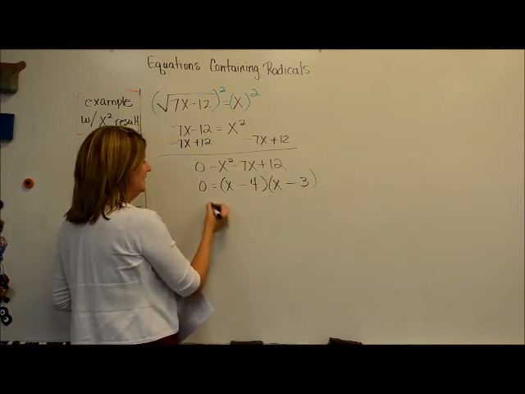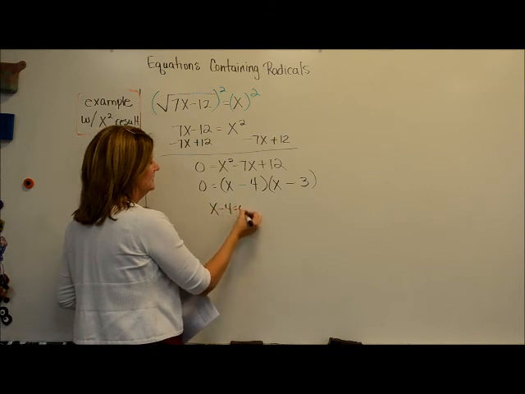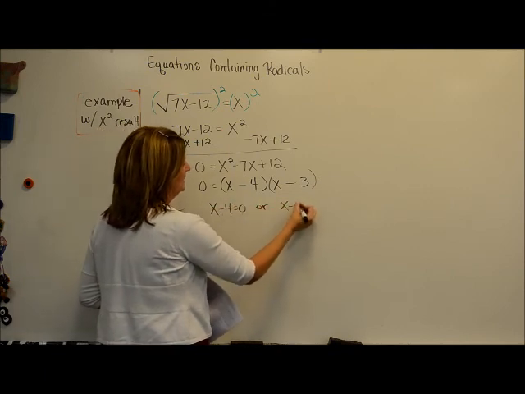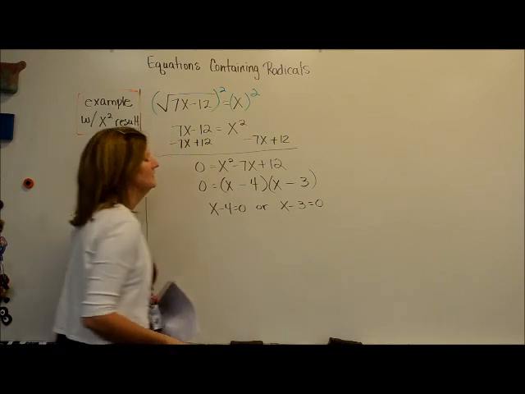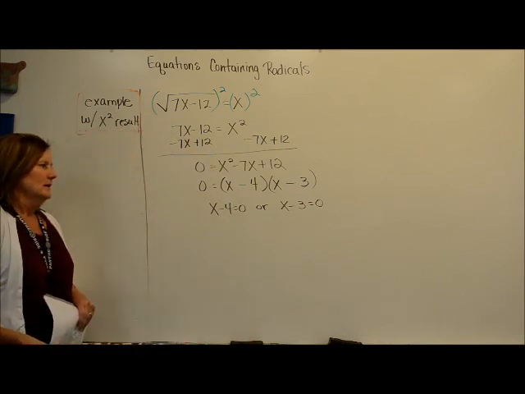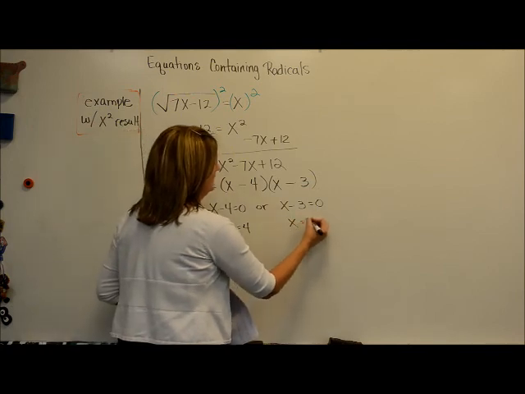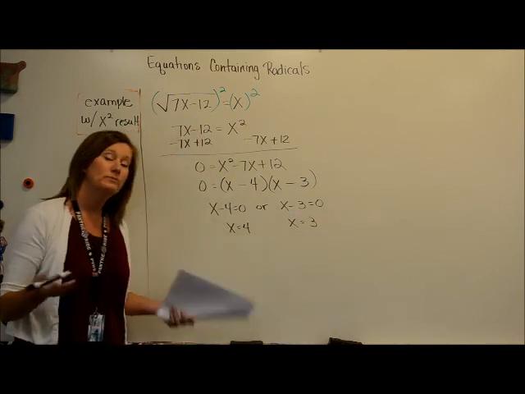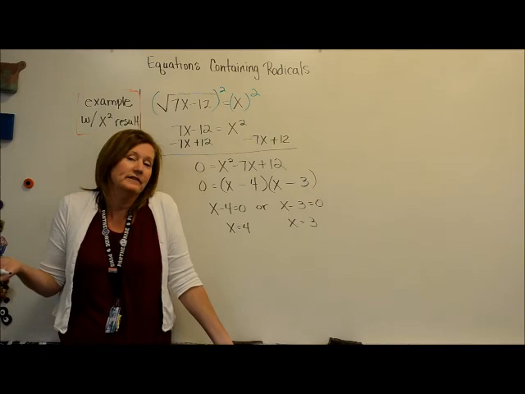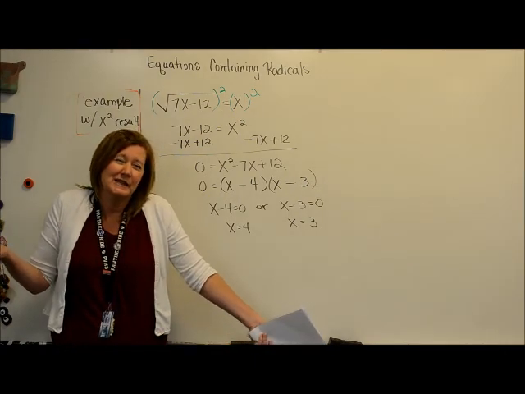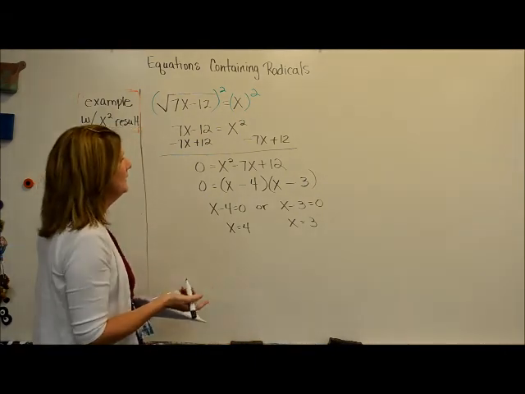So I have then x minus 4 equals 0, or I have x minus 3 equals 0. This is going to give me x equals 4. This is going to give me x equals 3. Okay, so two possibilities, and right now they're just possibilities because I did all this squaring and sometimes they don't work. So I'm going to have to go and check it.